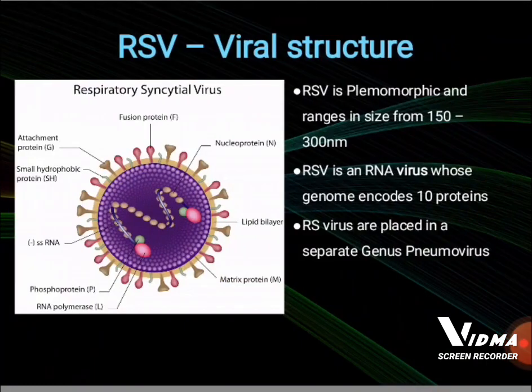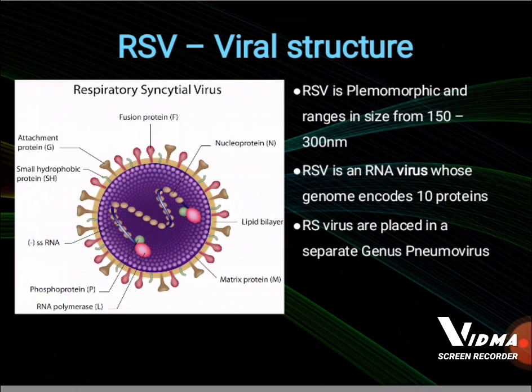This respiratory syncytial virus is a pleomorphic virus. Pleomorphic means it changes its shape. This RSV ranges in size from 150 to 300 nm. And RSV is an RNA virus.